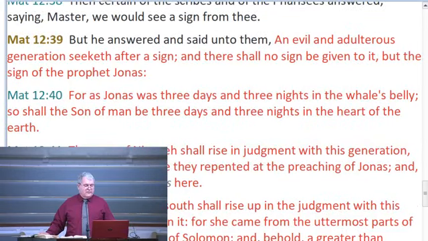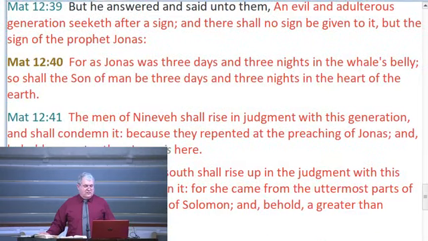Jonas was a good example of a bad example, but he said that's the sign. As Jonas was 3 days and three nights in the whale's belly, so shall the Son of Man be 3 days and three nights in the heart of the earth. Jonah's body stayed in that whale for 3 days and three nights. Where did his soul and spirit go? Place of the dead, the heart of the earth. He was out of the belly of Sheol, it says. He lifted his prayer up, and then God brought him back to finish the work he'd been given.